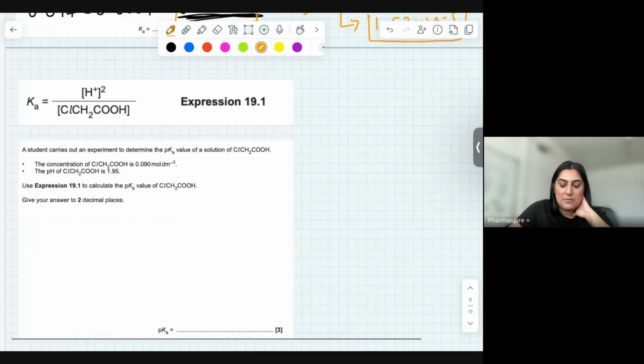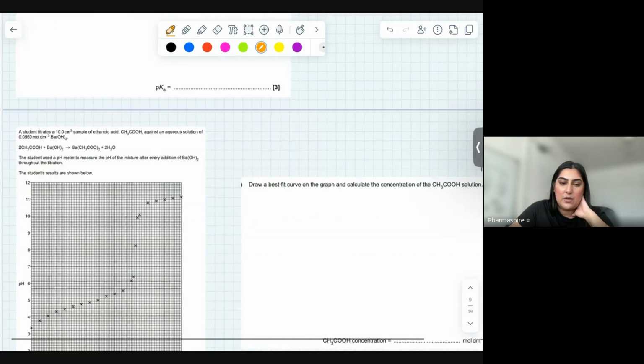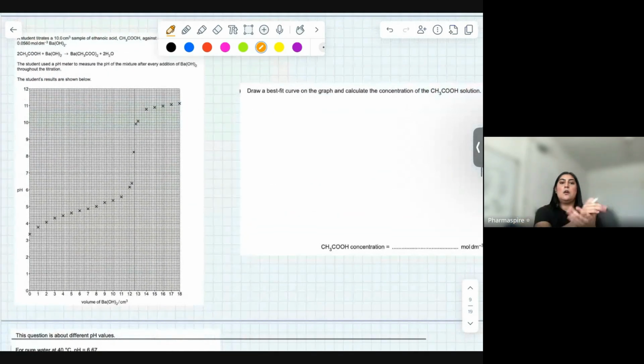Is everyone okay to skip this one to do a neutralization curve? Yeah? Because I think you'll be fine with this one. Okay, let's do neutralization curves.